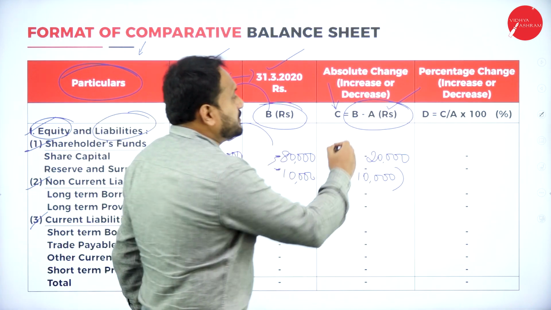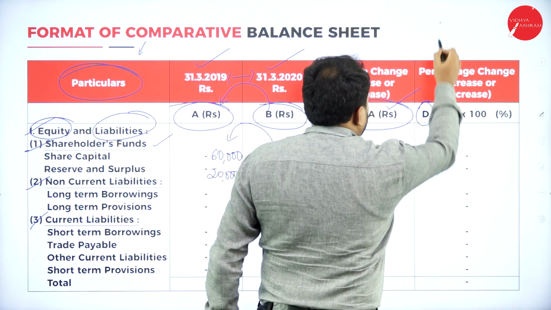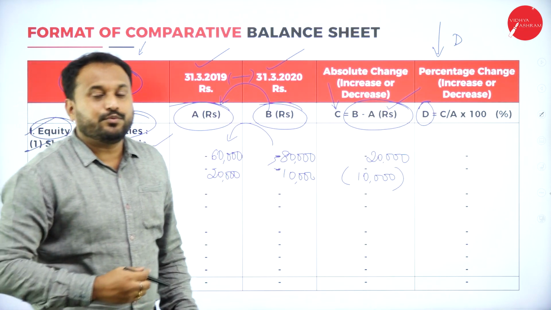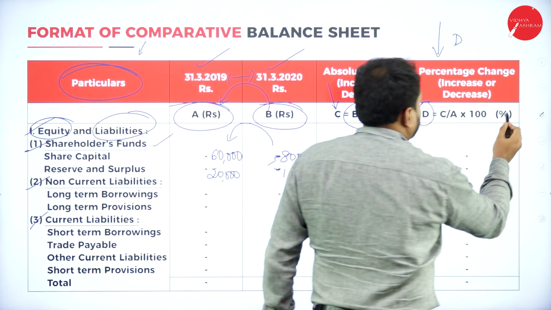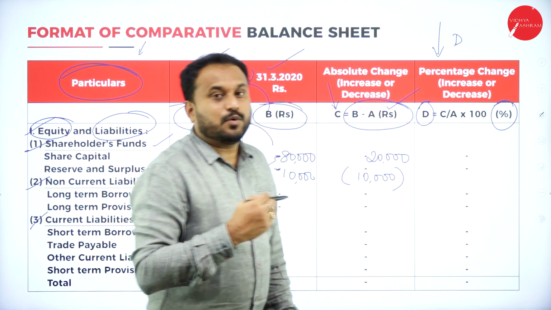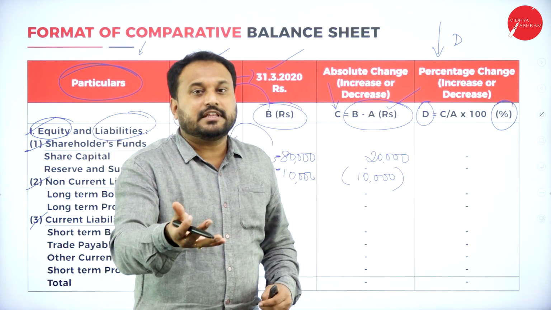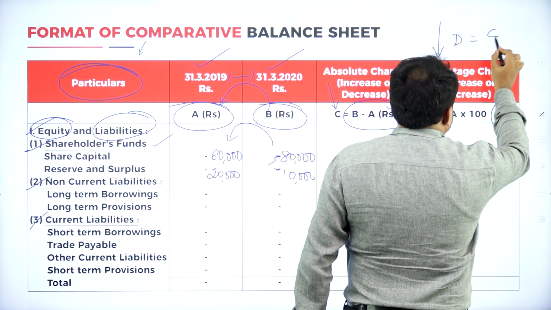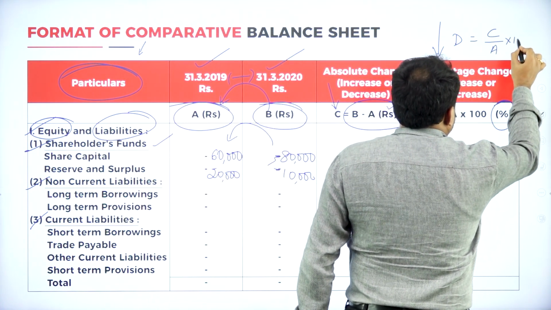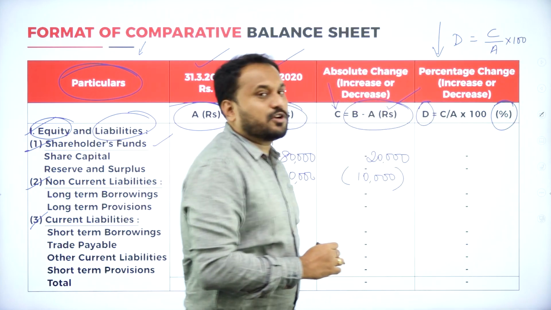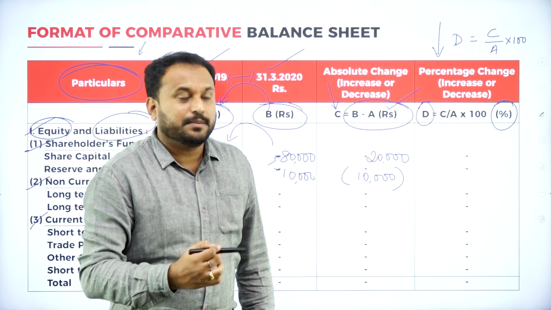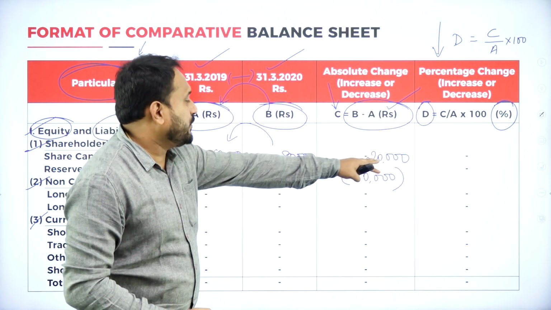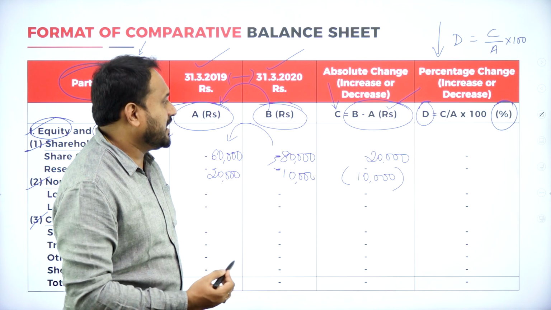Now, the next one, this part we call D. Now what is this D? We always go with percentage. So how much percent was there an increase or a decrease? For D, the formula is C divided by A into 100. Why into 100? Because we go with percentage. So D is equal to C by A into 100. Now I'll show you with 20 and 80.